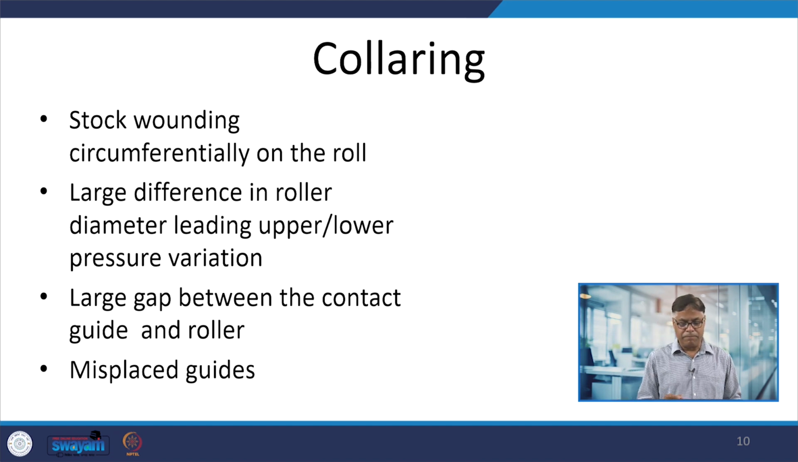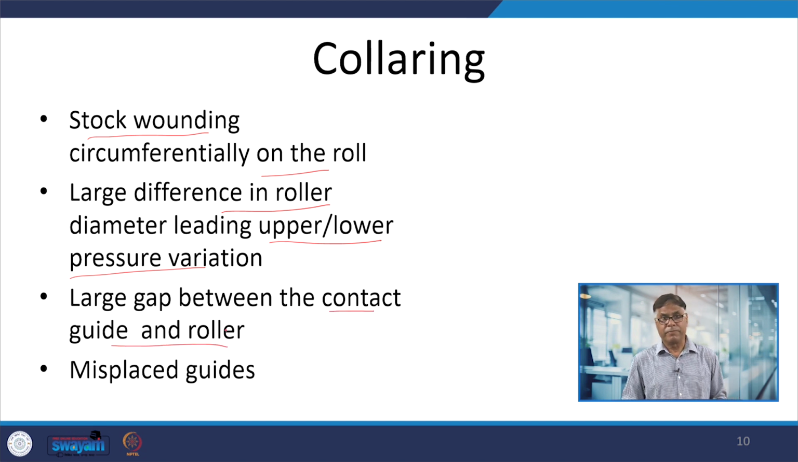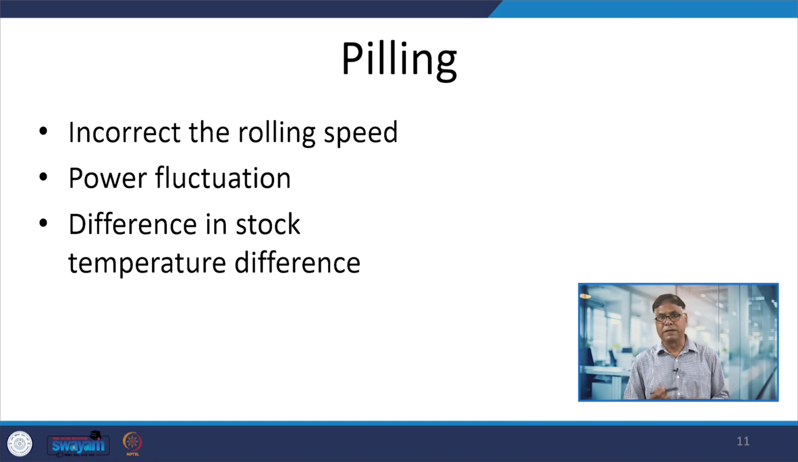Collaring is when the sheet which is being rolled is wrapping around the roller. So, stock winding circumferentially on the roll. This can happen due to a large difference in the roller diameter, leading to upper and lower pressure variation, or a large gap between the contact guide and roller, and misplaced guides. So, these are a few reasons related to collaring.